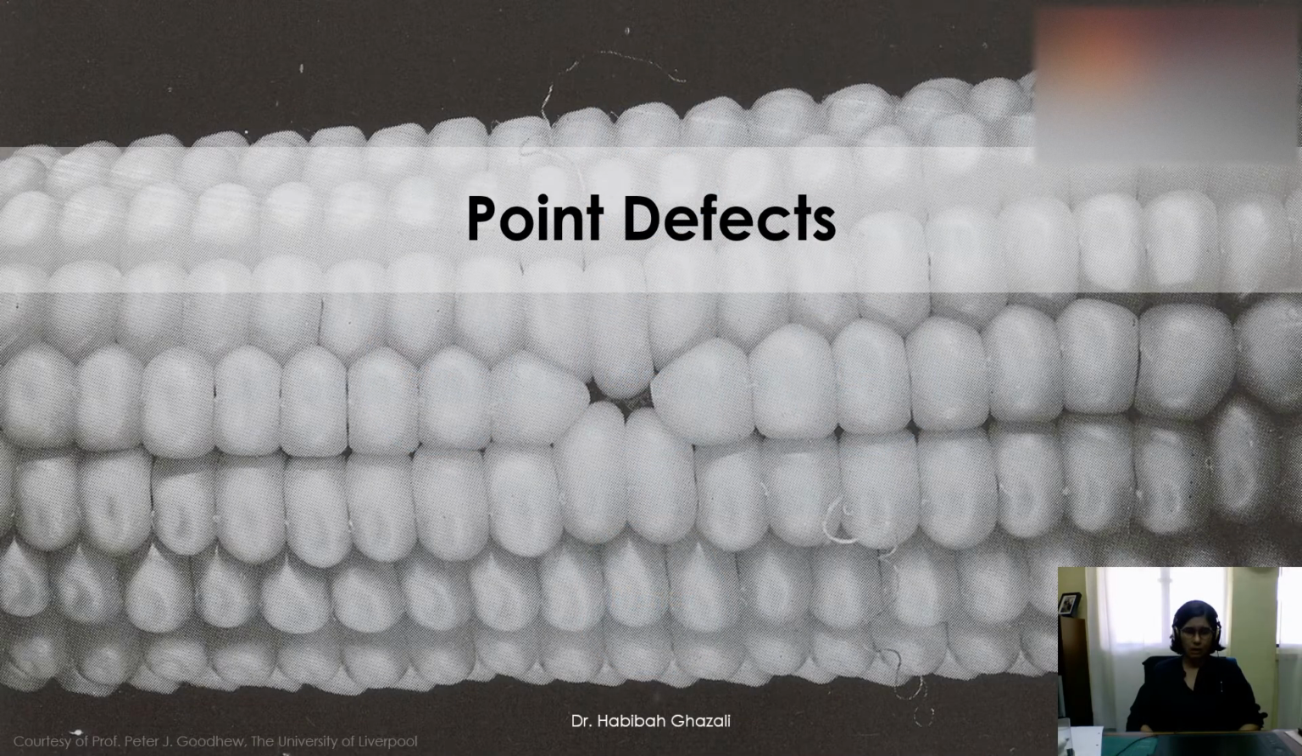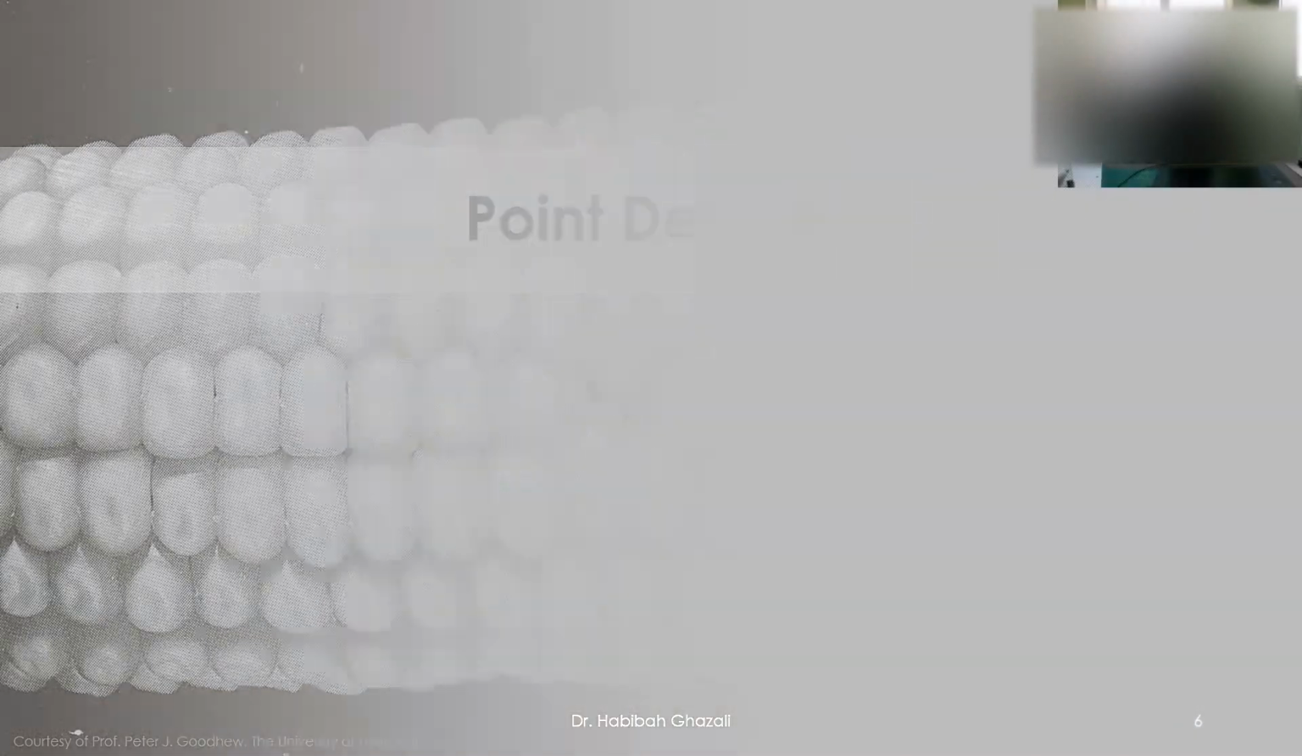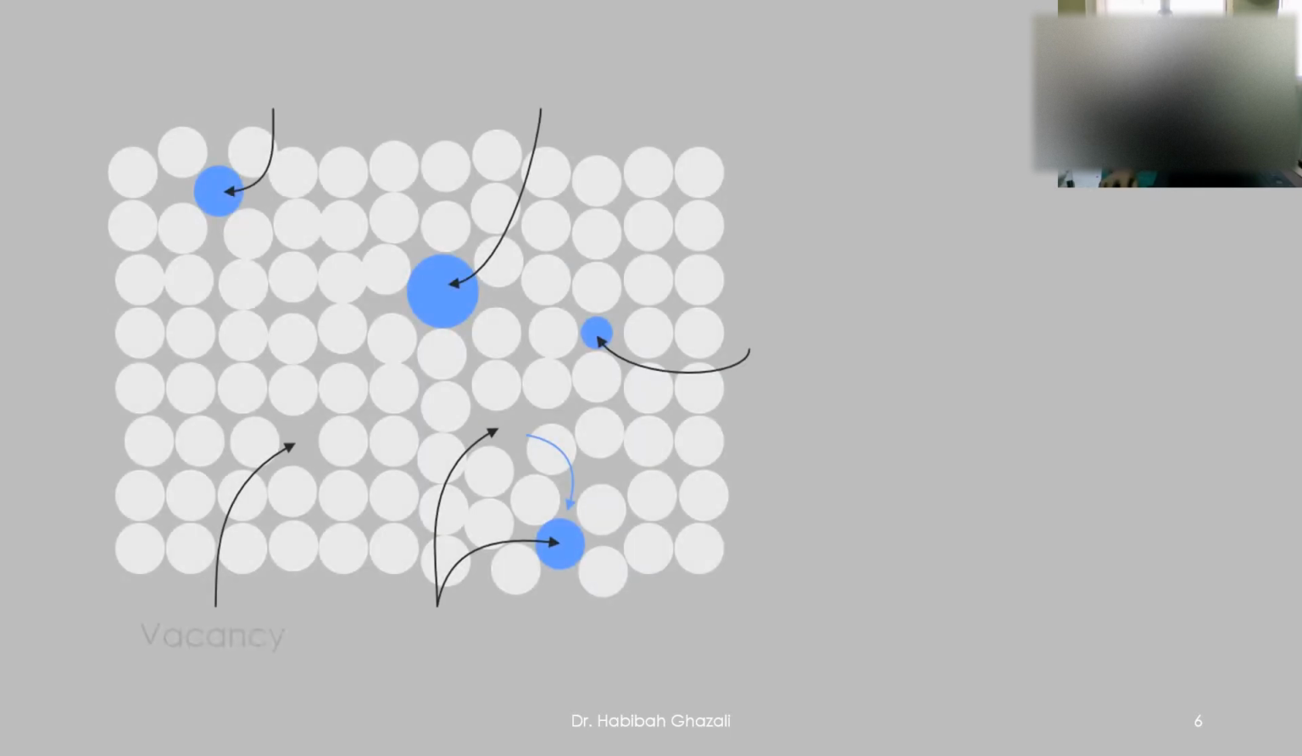Let's begin our discussion on point defects. All right, so what is point defect? Basically, in a nutshell, point defect is when we have a missing point or irregularity on one or more lattice points in the crystal structure. So for example, if we have a perfect crystal structure like this, and then suddenly we have a missing atom, that is considered as point defect, and that point defect is what we call a vacancy.